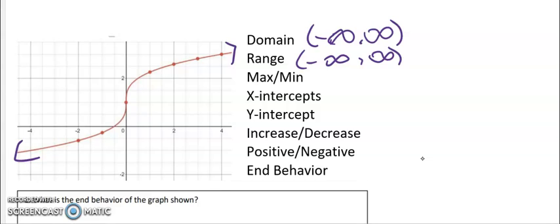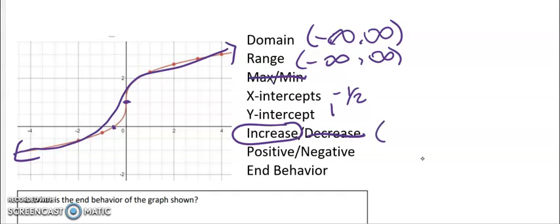All right, now for this particular function, we do not have a distinctive turning point. So max and min, we don't need to name. All right? We do see an x-intercept at -1, and we see a y-intercept at 1. Actually, that's -1/2, because those are half marks. Then let's look at the graph itself. From left to right, it goes up the whole time. So it is increasing from negative infinity to infinity.